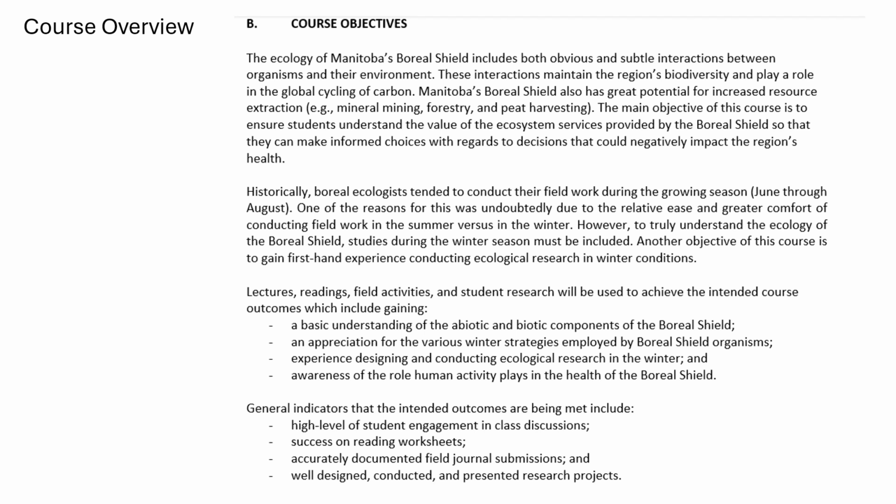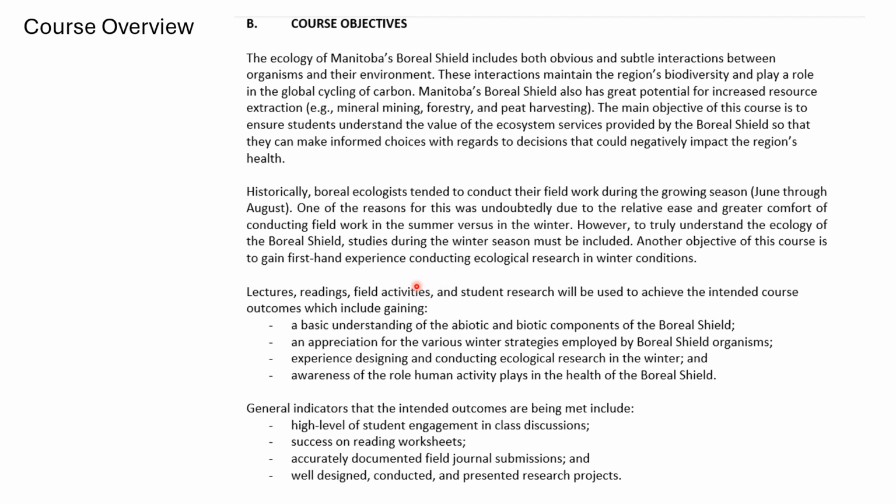In terms of the course objectives, I'll let you read all of this, but I just wanted to highlight a few things like this. Historically, boreal ecologists tended to conduct their fieldwork during the growing season, June through August. One of the reasons for this was undoubtedly due to the relative ease and greater comfort of conducting fieldwork in the summer versus in the winter. However, to truly understand the ecology of the Boreal Shield, studies during the winter season must be included.